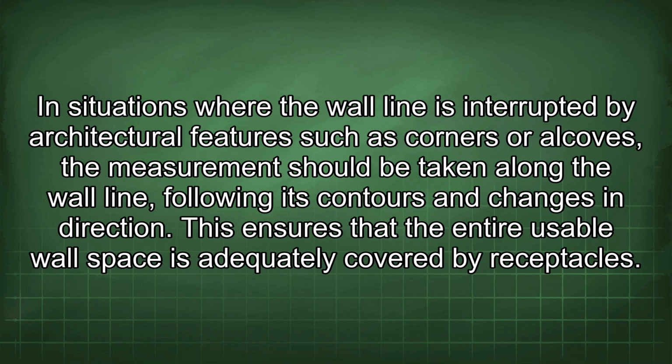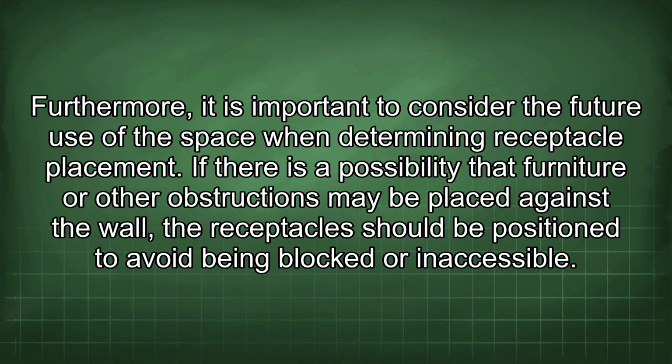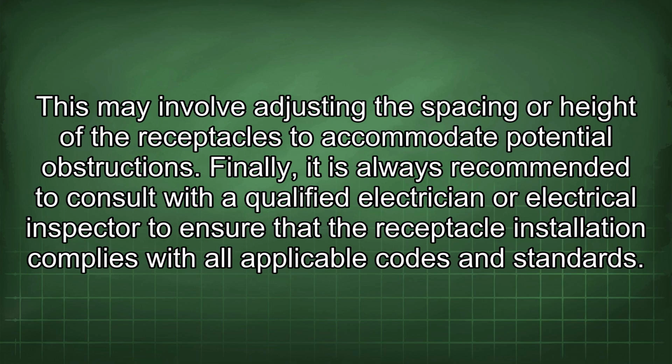In situations where the wall line is interrupted by architectural features such as corners or alcoves, the measurement should be taken along the wall line following its contours and changes in direction. This ensures that the entire usable wall space is adequately covered by receptacles. Furthermore, it is important to consider the future use of the space when determining receptacle placement. If there is a possibility that furniture or other obstructions may be placed against the wall, the receptacle should be positioned to avoid being blocked or inaccessible. This may involve adjusting the spacing or height of the receptacles to accommodate potential obstructions.